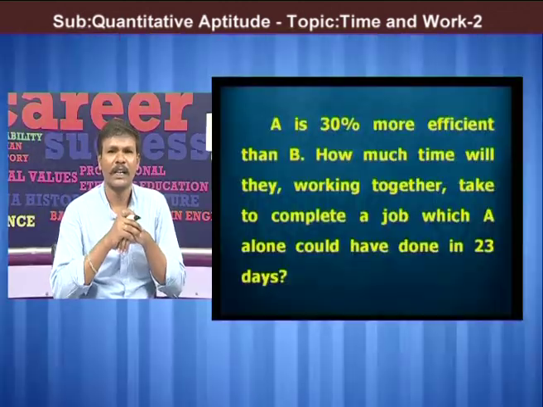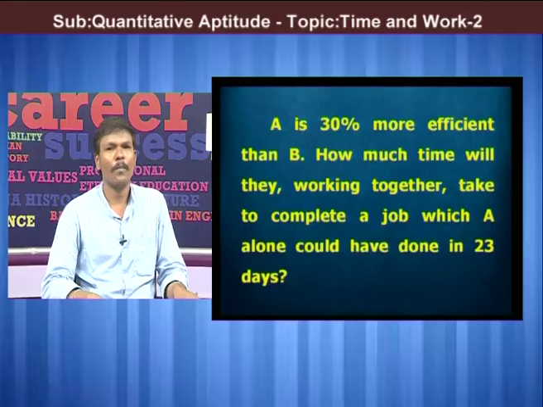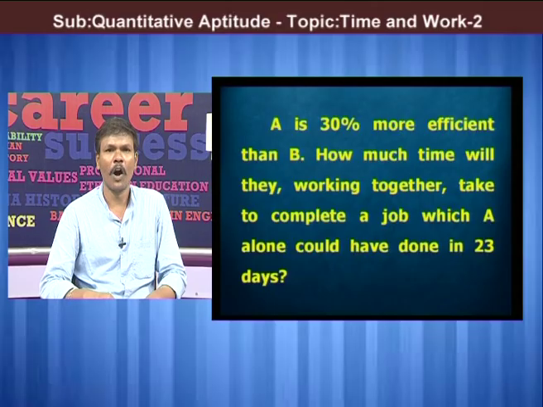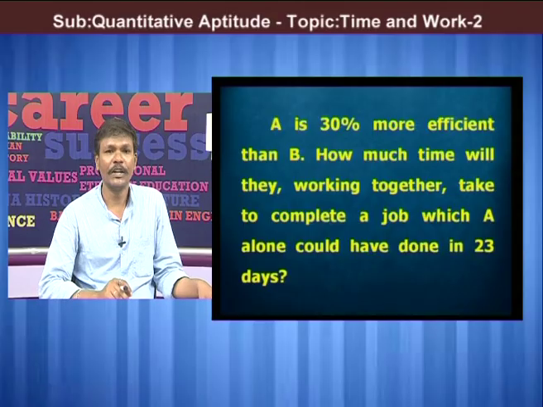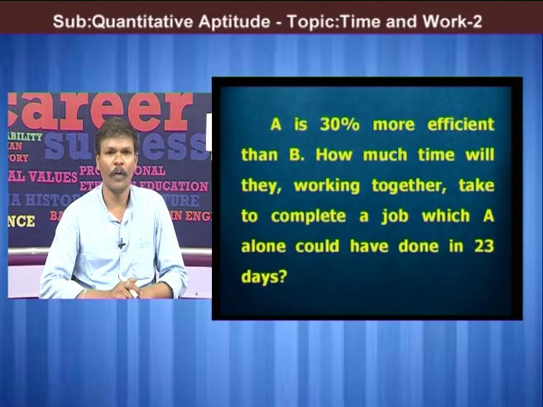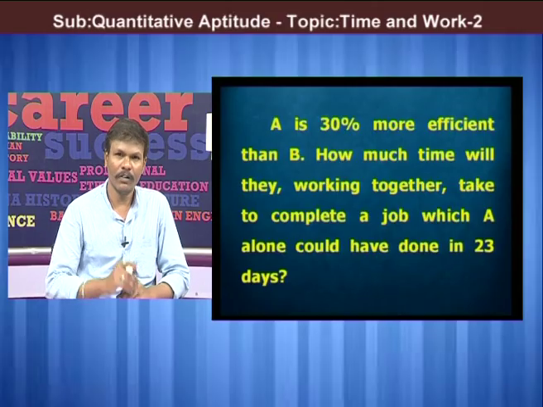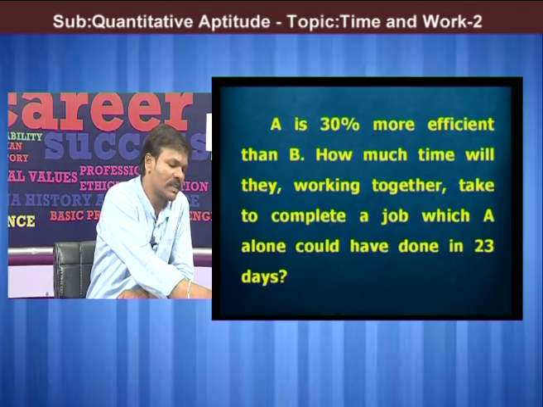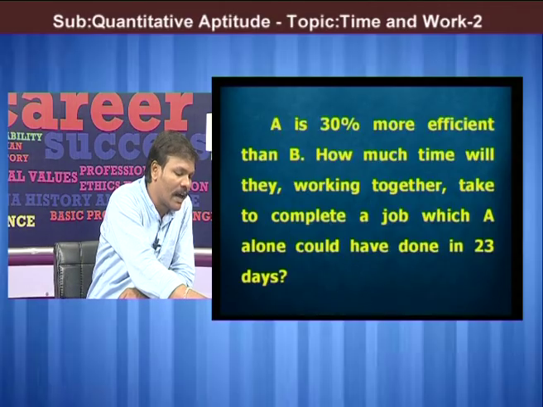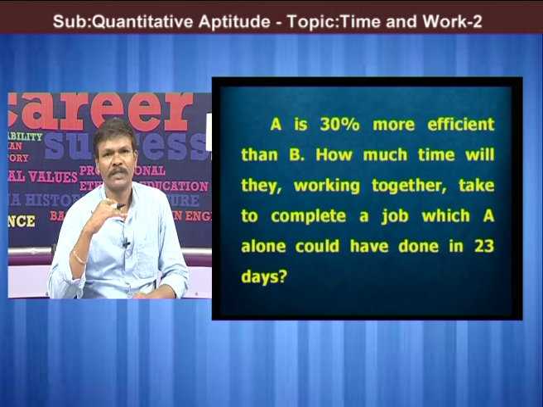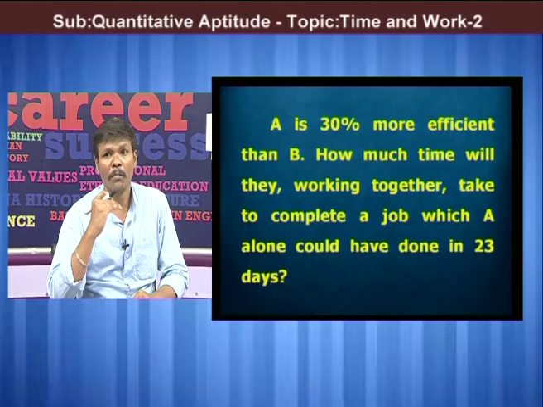Next question. The next question is again a capacity question: A is 30% more efficient than B. How much time will they take working together to complete a job which A alone could have done in 23 days? Okay. First of all, we have to understand the question very clearly. First you have to write down the capacities of A and B. A is 30% more efficient. Once again I am saying, 30% more means it is more than the 100.